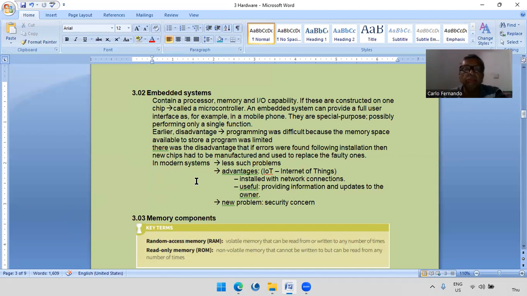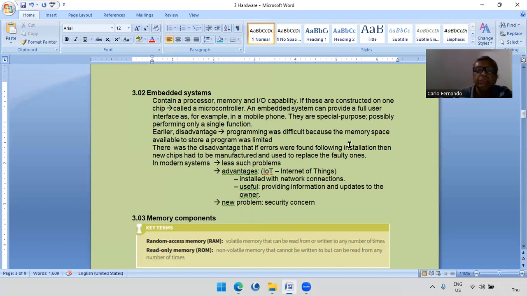There was the disadvantage that if errors were found following installation, then new chips had to be manufactured and used to replace the faulty ones. You know, if there was a fault, then you had to replace it. You had to manufacture a new one and send it to the user to replace.